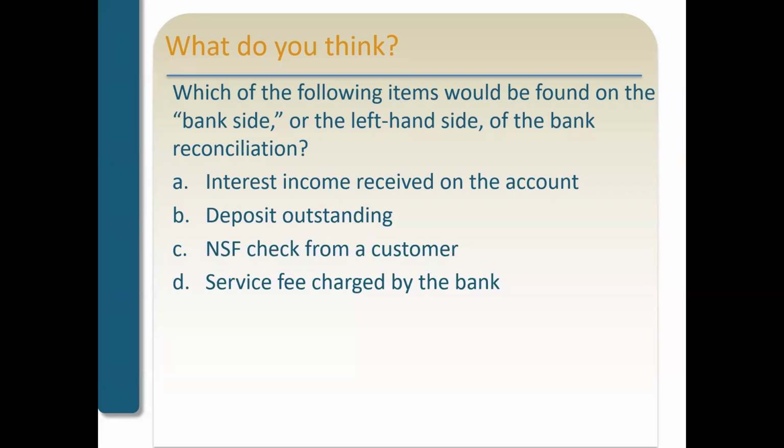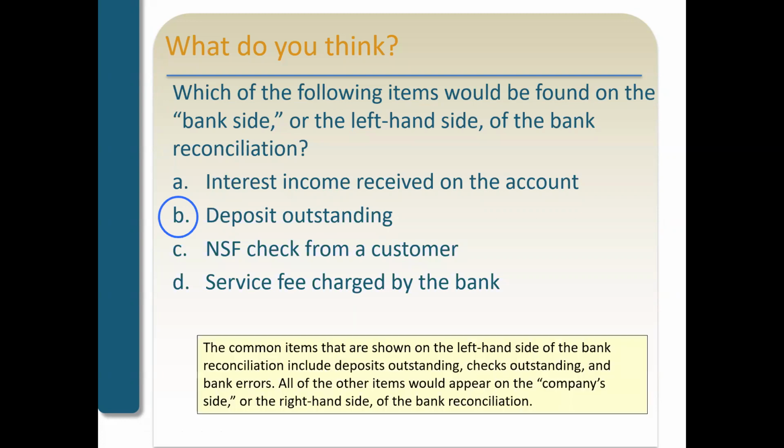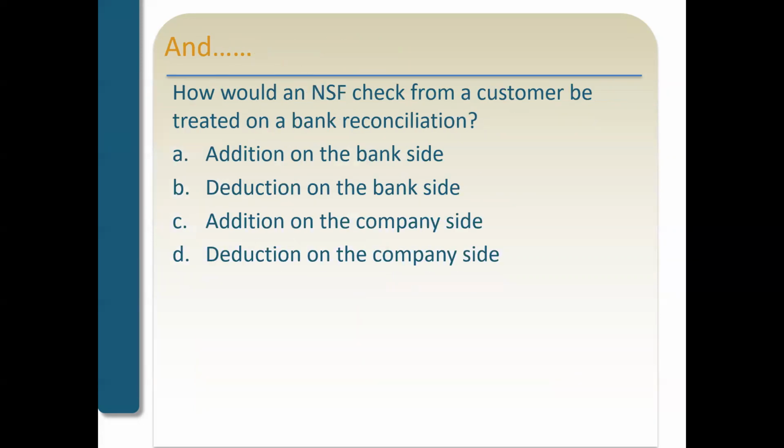Awesome, guys. You're right on. The deposit outstanding is the answer. The company shows that deposit, but it has yet to hit the bank. Common items that are shown on the bank reconciliation include deposits outstanding, checks outstanding, and bank errors.